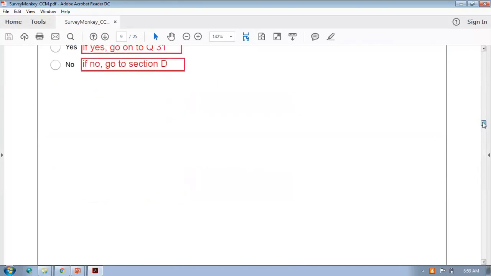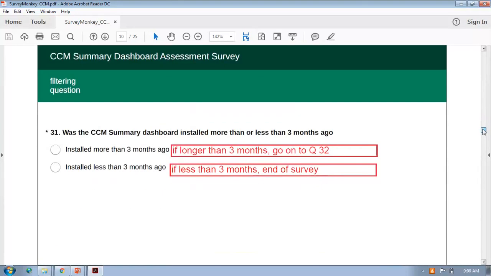So now let's look at question 31. Okay, this is for if it's yes. They said, yes, we tried the CCM summary. Then with question 31, you want to know, did you try the CCM summary less than 3 months ago or more than 3 months ago? If it's less than 3 months ago, you're done.